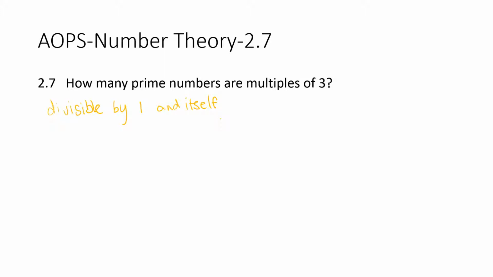So if a number, for example 6, is a multiple of 3, then it's not only divisible by 1 and itself. Same with every other multiple of 3, it's not only divisible by 1 and itself. So the only prime number that's a multiple of 3 is 3 itself. So that's the only prime number. So there is one prime number that's a multiple of 3.